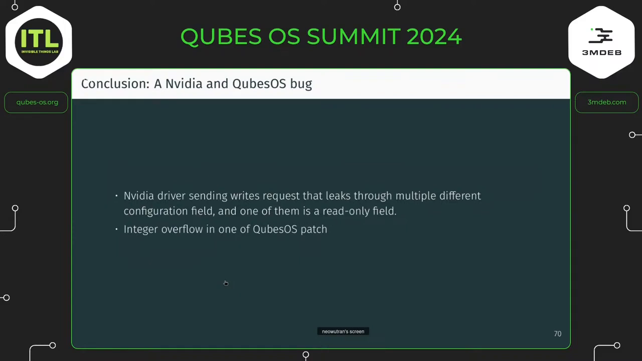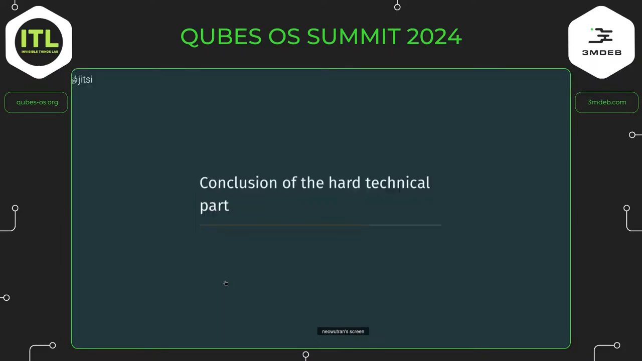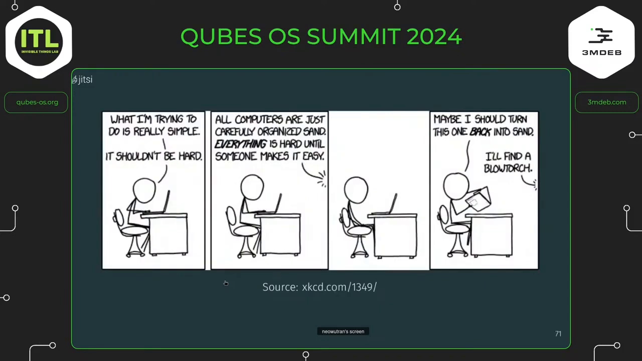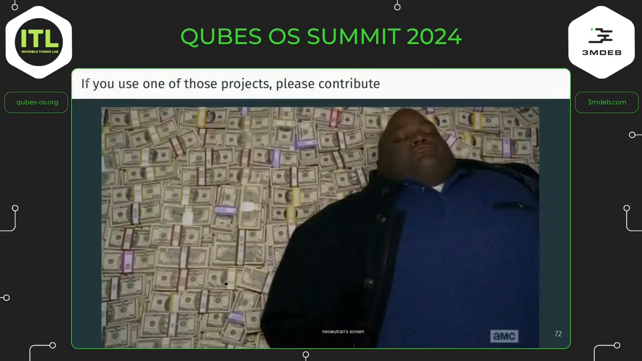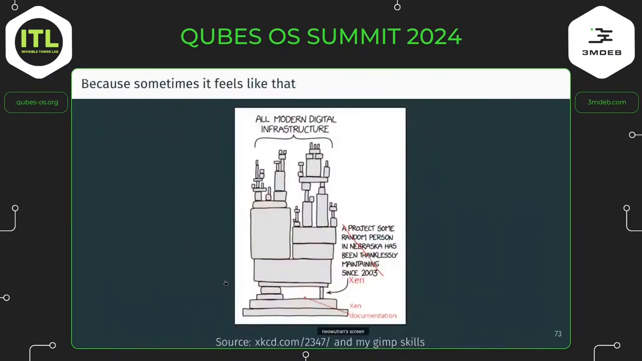So we just saw a bug in the Nvidia driver and a bug in the QEMU code. So let's conclude the hard technical part of this presentation. Yeah, multiple times I was close to giving up. Also, something I got in my mind multiple times: if you use Xen, please contribute, because it feels a bit like that.